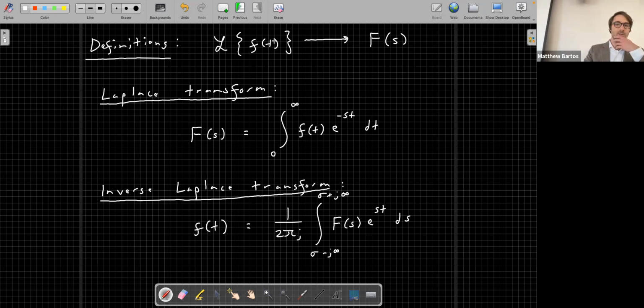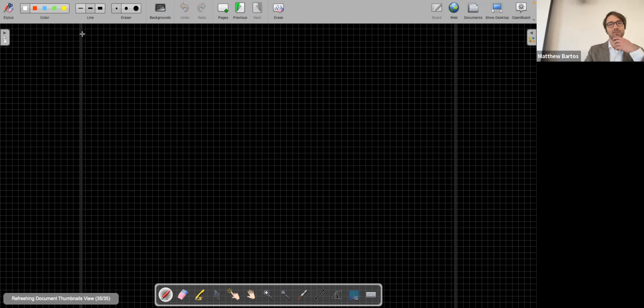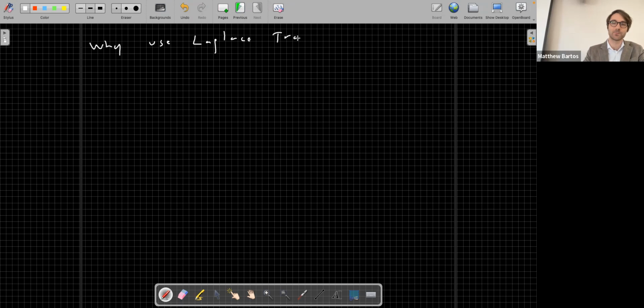Okay, so let's talk about why we use Laplace transforms in this class. Why use Laplace transforms? The answer is that for the purposes of this class, the Laplace transform allows us to, instead of computing that complicated convolution integral, compute the particular solutions to LTI systems by multiplying the input to the system and the impulse response in the frequency domain.